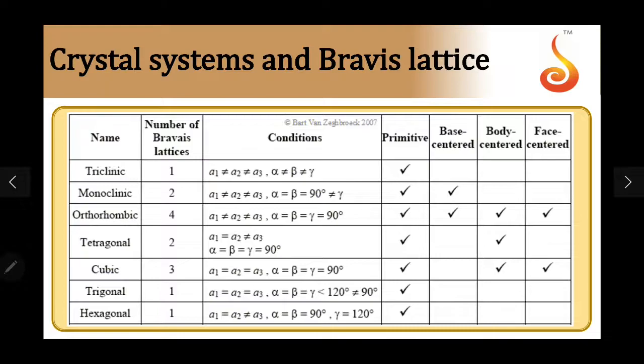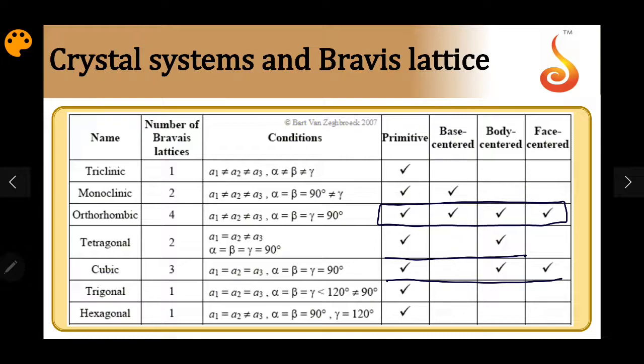The different systems are triclinic, monoclinic, orthorhombic, tetragonal, cubic, trigonal and hexagonal. I can see the number of Bravais lattices, and these are the lattices which can exist. Triclinic exists only in primitive. Monoclinic exists in primitive and base centered or end centered. Orthorhombic is the only crystal system which exists in all 4. Tetragonal exists in primitive and body centered. Cubic exists in 3: face centered, body centered, and simple or primitive. Trigonal and hexagonal have only 1, primitive; no other lattices are known.